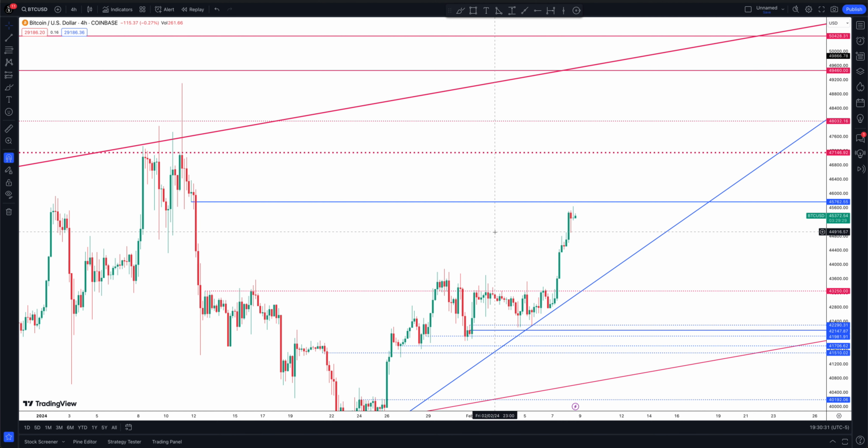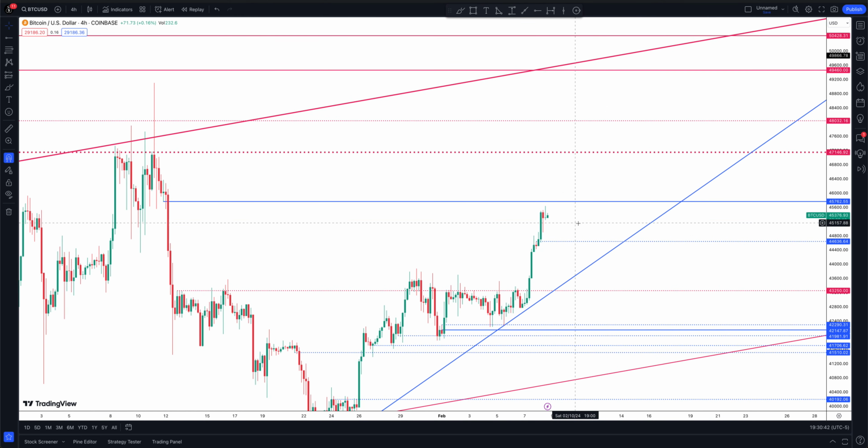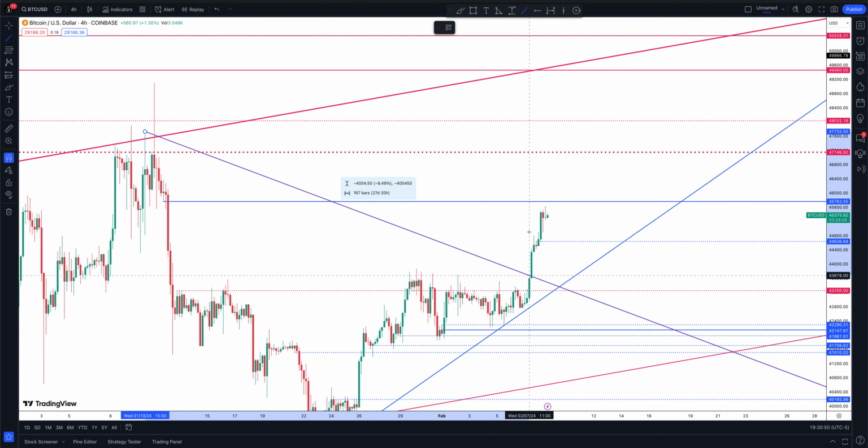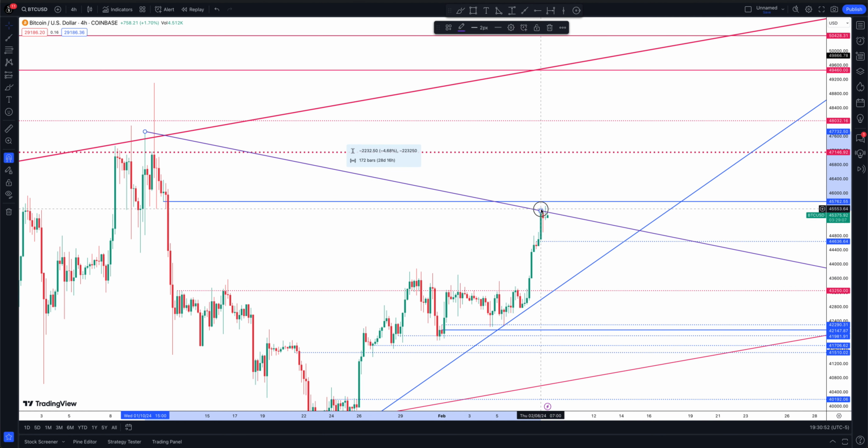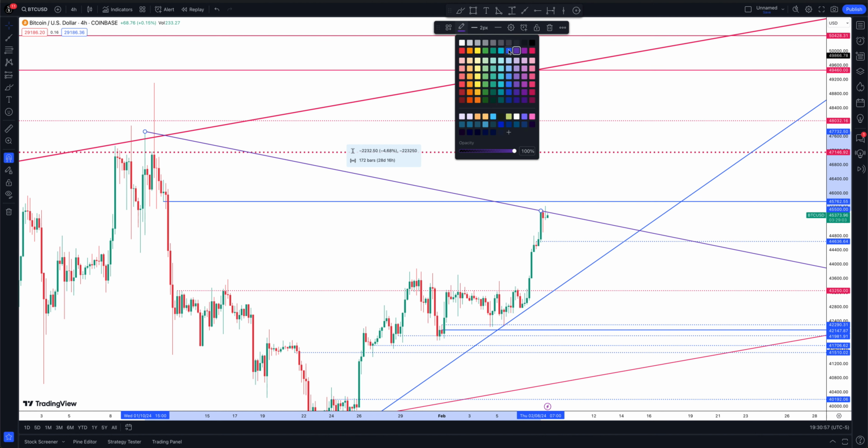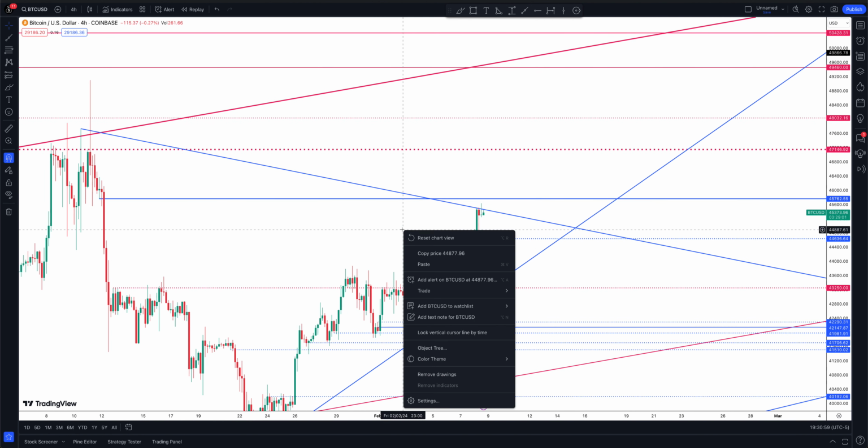So if we see a pretty hard rejection here, locally speaking, we have this 4-hour level, and then we have this empty space here. We can actually bring back this local downtrend. So move here, move there, and then we can narrow it down even more as to where we can see Bitcoin going.